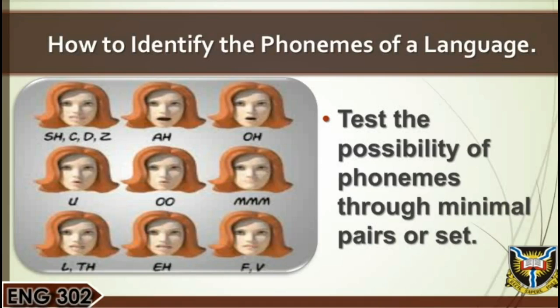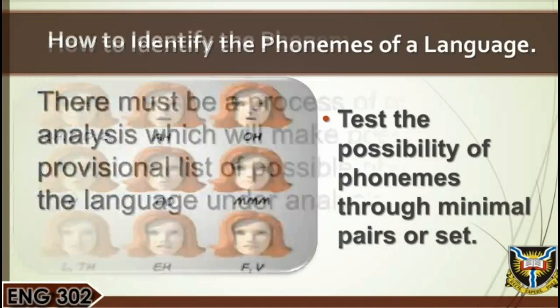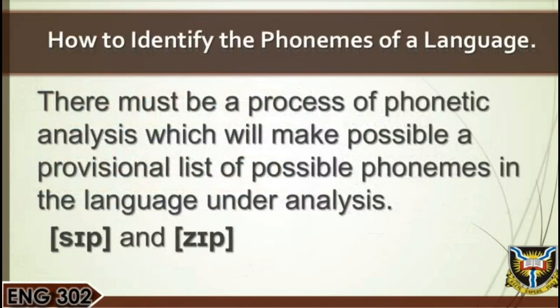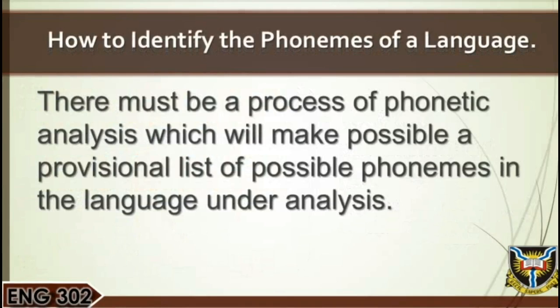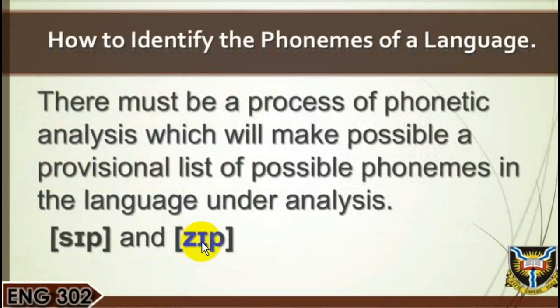However, to test the possibility of phonemes through minimal pairs or sets, there must be a process of phonetic analysis, which will make possible a provisional list of possible phonemes in the language under analysis. Let's look at the following pair too. In brackets, [sɪp], and in brackets, [zɪp].